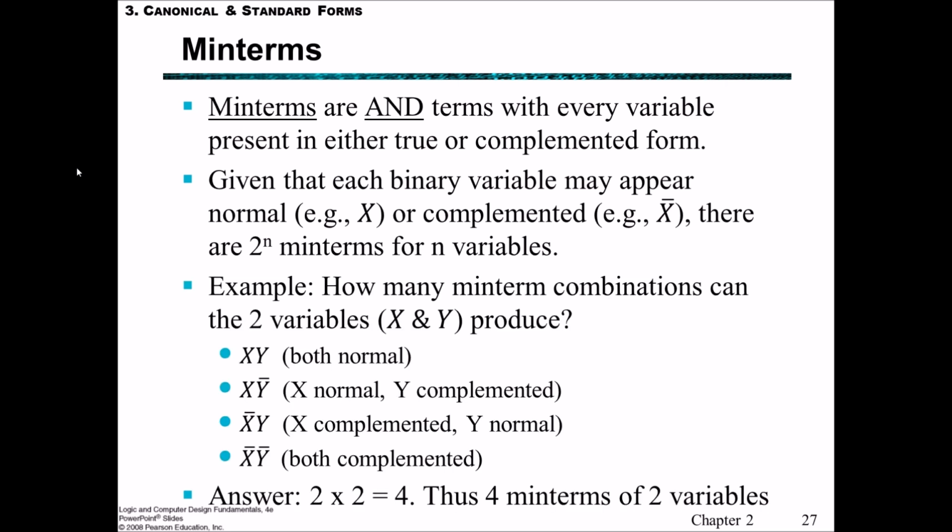Think about this example. How many minterm combinations can we get from 2 variables, for example, x and y? Remember that they're the AND terms. So we have x and y, that is where they're both normal, x and not y, where x is normal and y is complemented, not x and y, where x is complemented and y is normal, and x and y both complemented, so that is not x and not y. We have 2 to the 2 equaling 4 minterms.